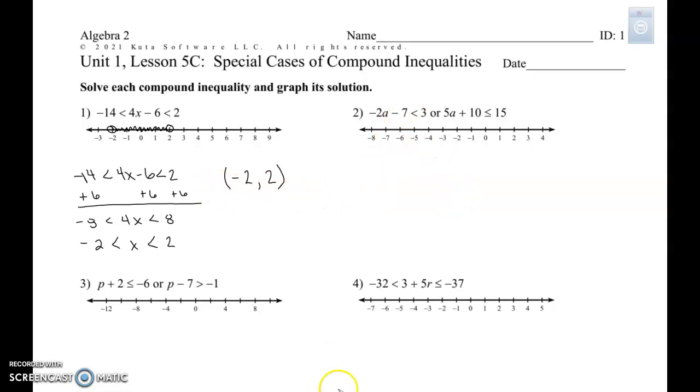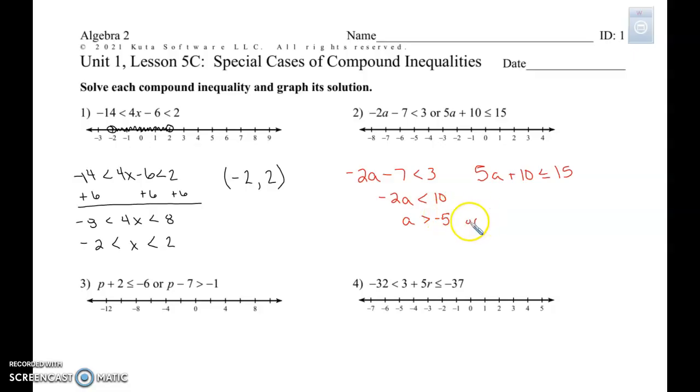Okay, so let's take a look at number 2 and see how that one goes. If I have negative 2a minus 7 is less than 3, or 5a plus 10 is less than or equal to 15. Because this is an or, we're going to solve them separately, put them on one graph, and see if there's an answer. So if you are solving this, you're going to add 7 to both sides. So you get negative 2a is less than 10. Divide by negative 2, so that means you have to flip that inequality. So we're going to make it a greater than now, and this would be negative 5.